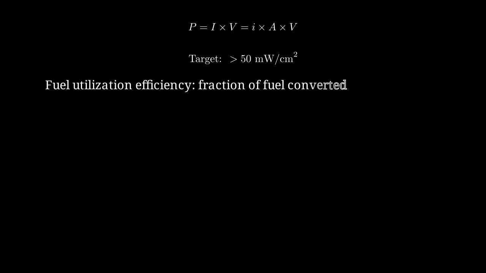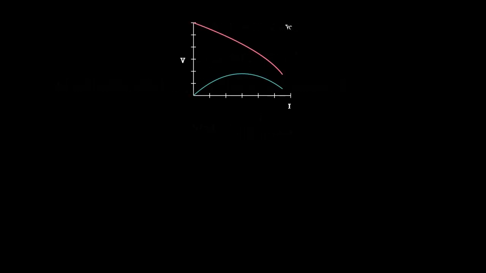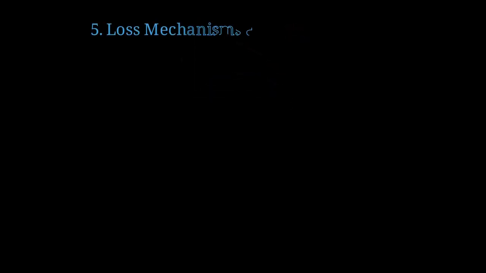Fuel utilization efficiency indicates what fraction of supplied fuel is actually converted to electricity. Fuel efficiency, eta, equals current over nF Q_fuel times fuel concentration, where Q_fuel is the volumetric flow rate. This polarization curve shows voltage decreasing with current due to losses, while power density peaks at intermediate current, defining the optimal operating point. Real fuel cells suffer from various losses that reduce voltage below the theoretical value.